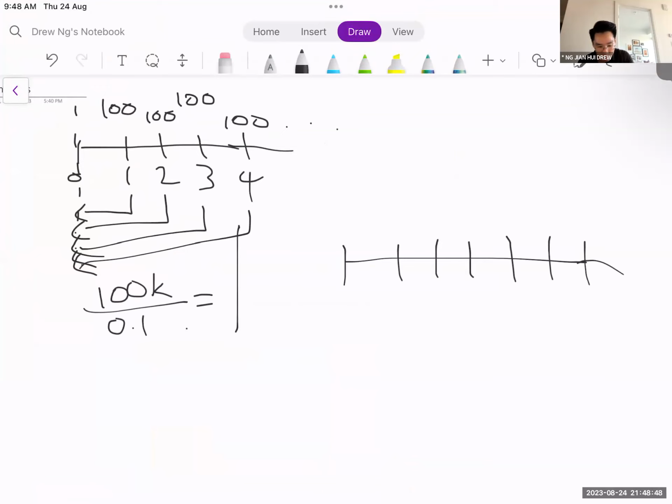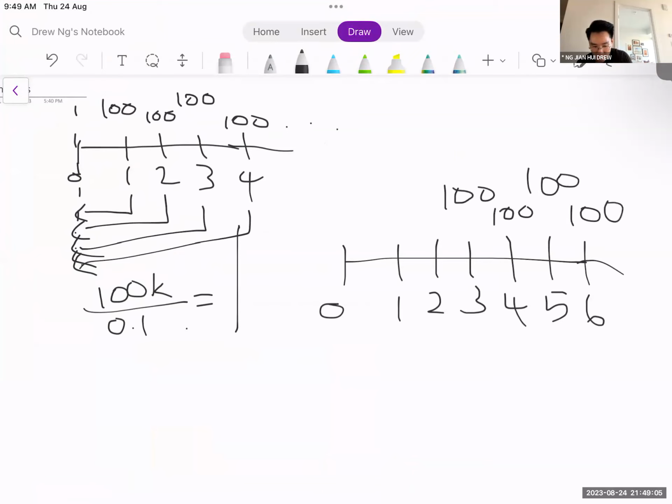So 0, 1, 2, 3, 4, 5, 6. All right, so the payment only starts 3 years from today. So when does it start? In year 3, correct? So year 3, 100, 100, 100, 100. All right, and this is a perpetuity as well.